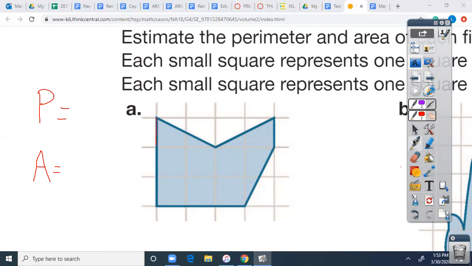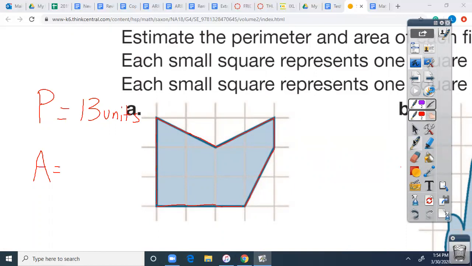This is 1 for a perimeter. 2, 3, 4, 5, 6, about 7, 8, 9, 10, 11, 12, 13. So the perimeter would be about 13 units. Remember, we're talking about units here.